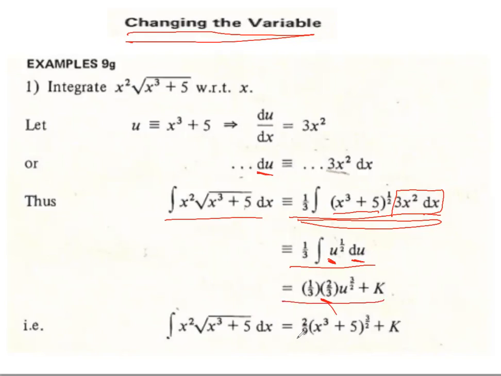So 2/9, that's this here. U to the 3/2 is this, right? Plus your k. You see? So you change this very complex function that was written in terms of x to something much simpler and easier to integrate in terms of u. And then when you finish integrating, you revert back to x.